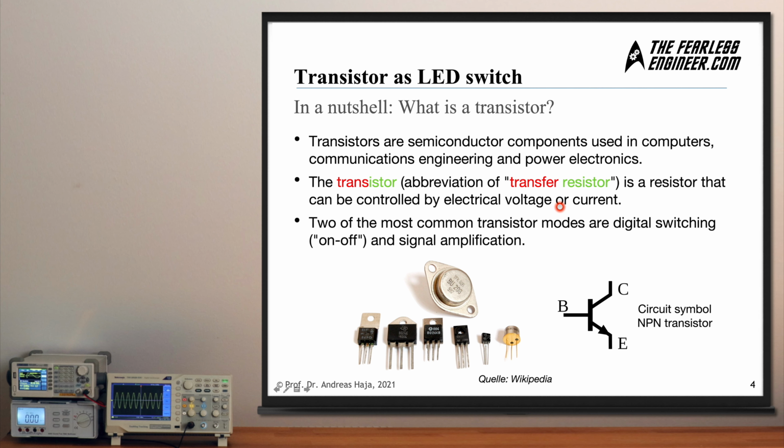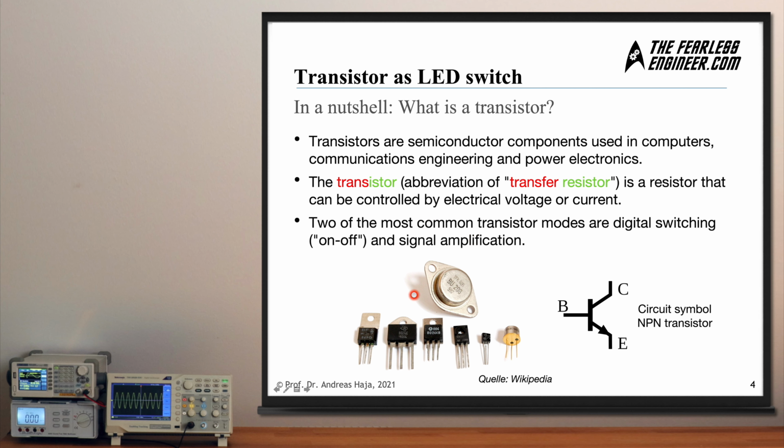So we have a voltage or current flow, and this controls the amount of resistance which the transistor puts up against the current flow. And two of the most common transistor modes which we have are digital switching on and off, which is also the topic of this video here, and also signal amplification.